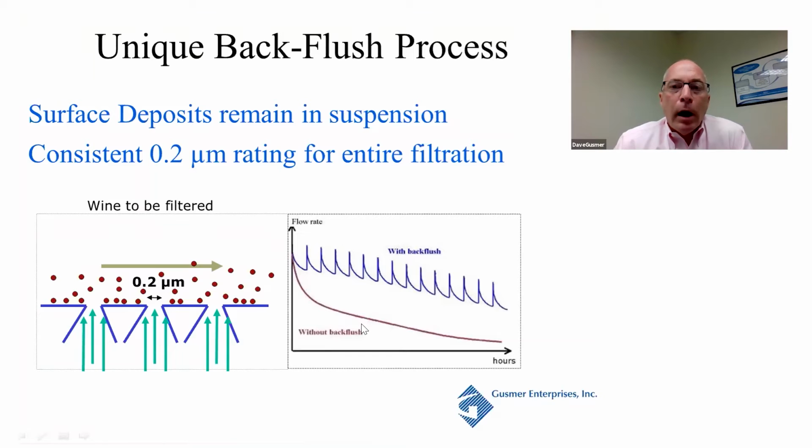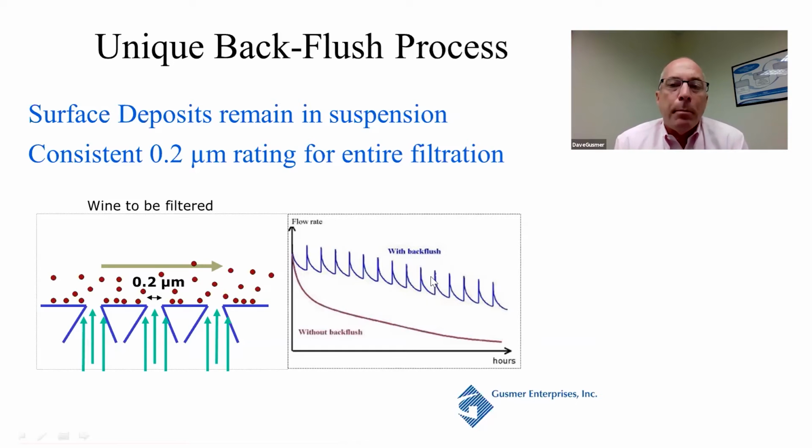See how the flow rate drops if we didn't do any type of backflush? Pretty dramatically and pretty quickly. The Bucher system does a backflush. It's very quick. It's 1 to 2 seconds. So we shut off the inlet, we move into reverse flow, and then we go back on to filtering. We do this very frequently throughout the course of the filtration.